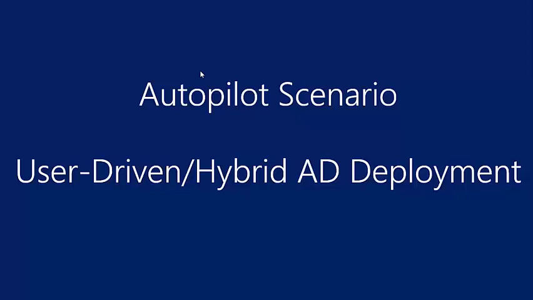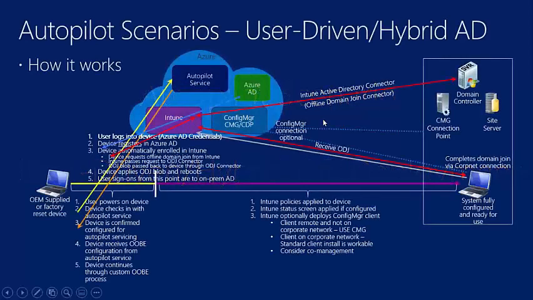So let's walk through the hybrid AD deployment scenario. Here's the graphic, and it is a bit busier because this has a few more moving parts than the previous ones. Similar kind of approach. We'll walk through the graphic, and we'll see it work live. Again, this is a user-driven scenario blended with hybrid Azure AD join, which is, again, Azure AD registered and on-prem AD joined.